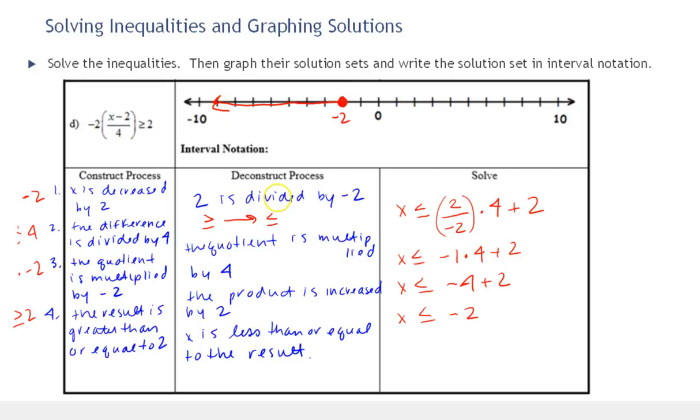Our interval notation, well, it's -infinity is the leftmost, or the fact that we go further to the left. Okay. And then -2 in a bracket because we can include -2.